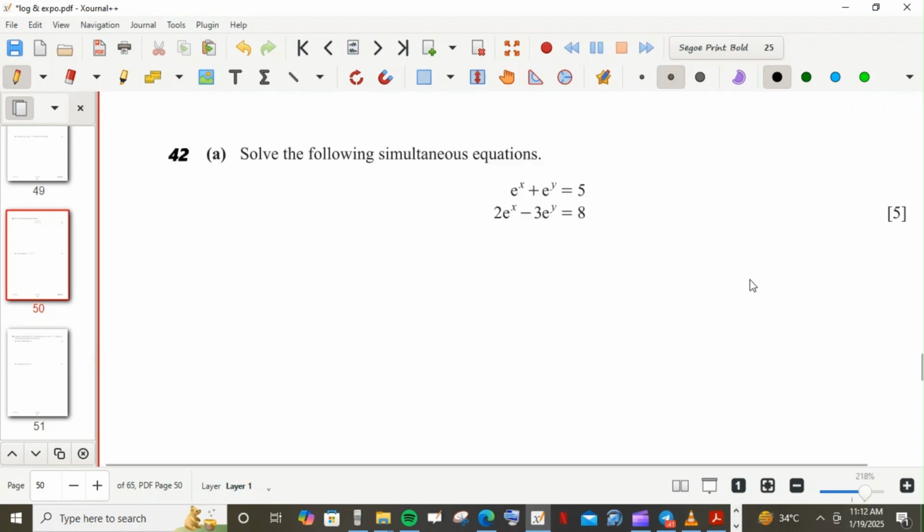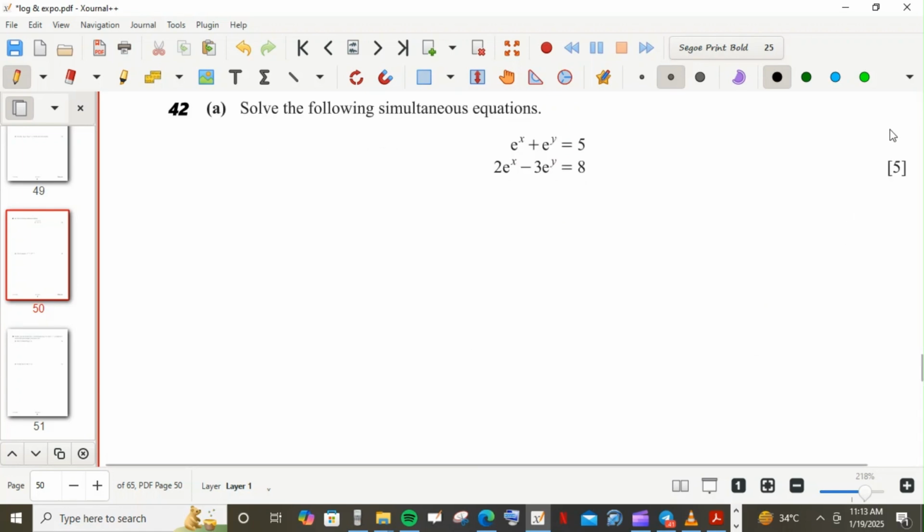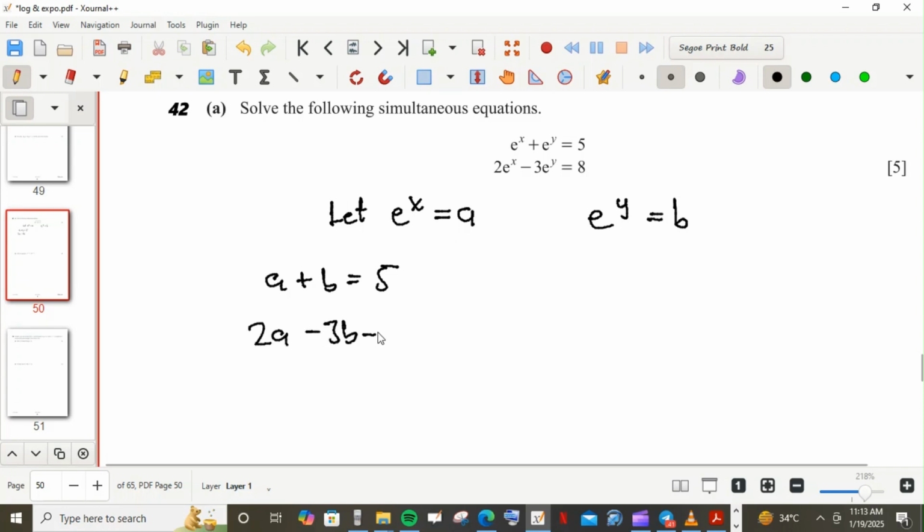Okay, let's take this question. This is a simultaneous equation question. All right. So if I'm solving this question, I'll let the variables represent a letter. So this is the same as a plus b is equal to 5. And this one can be written as 2a minus 3b is equal to 8.